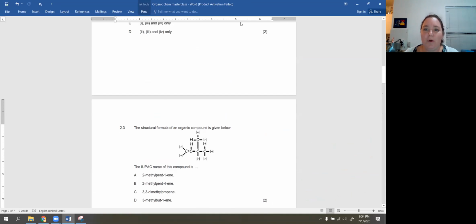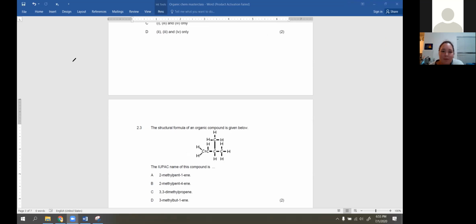So question 2.3 here says, the structural formula of an organic compound is given below. Which of those is its IUPAC name? You actually hope for these kind of questions because it's really nice. You don't have to worry about your formatting. You've just got to make sure that you count from the right side and that you count correctly. So I'm going to quickly pause while I try and answer, and you can do the same thing as well. When you've got your answer, give me a thumbs up.